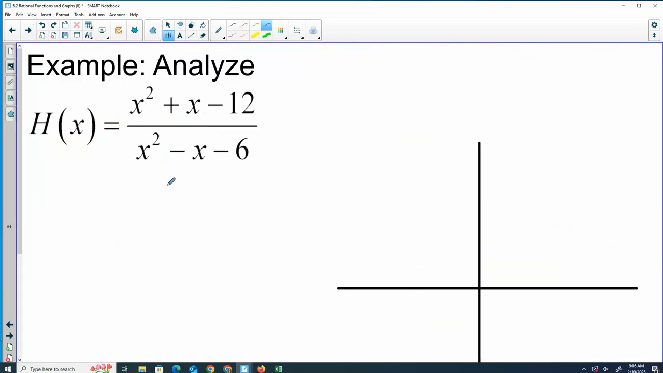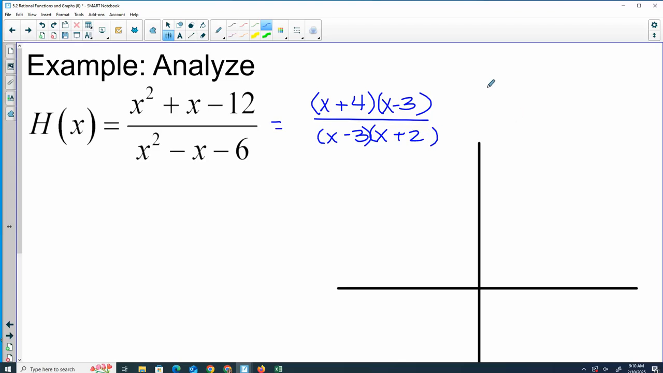Why don't you guys start this one? Try to list off as much of the information as you can. To find intercepts and asymptotes, factoring helps. So I would always recommend starting by factoring. So the top would be x plus 4 and x minus 3. The bottom x minus 3 and x plus 2. And what do we see? The x minus 3 cancels. So this reduces to x plus 4 over x plus 2.